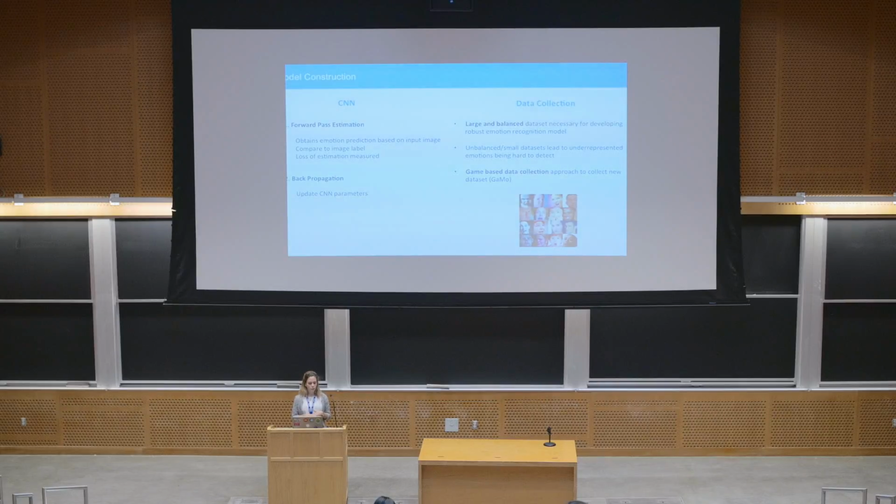As an overview, there are two basic components to CNNs: the forward pass estimation mechanism and the backpropagation mechanism. While a neural network is being trained, during the forward pass, an emotion prediction is obtained based on the input image and compared to the image's label, and a loss of estimation is measured. During backpropagation, the CNN parameters are updated based on that loss estimation.